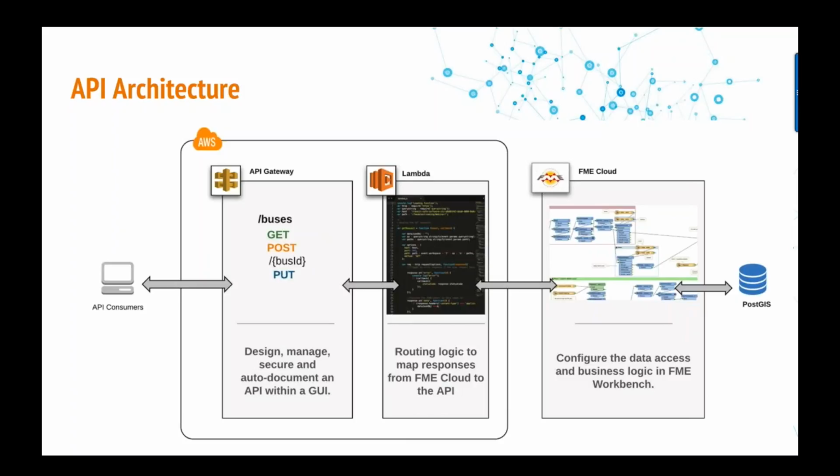And then we have FME Cloud. FME Cloud is the data access and business logic which sits on top of the data. And in this case, we're using PostGIS. Now I could use FME Cloud on top of other sources, just to be clear.